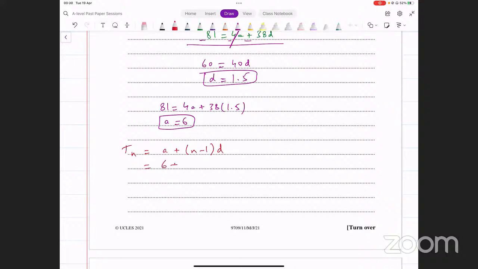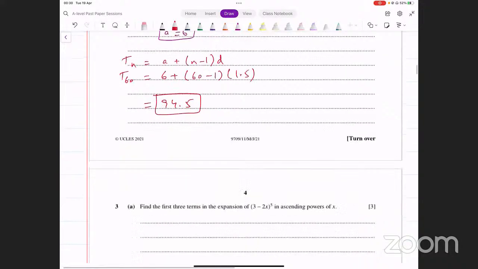A is 6 + N, हमें कौन सी टर्म चाहिए? 60th term. N की जगह पर 60 डाल दें. (60 - 1) times the difference. Difference is 1.5. Evaluate this. You'll get your result. 6 + 59 into 1.5. That gives me 94.5. That is the 60th term. Okay, so that's what we were looking for. ये हमारे पास आ गया. ठीक है, let's move on to the next one.